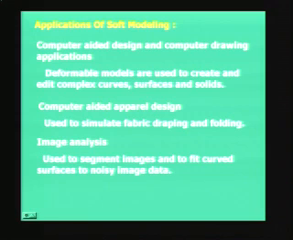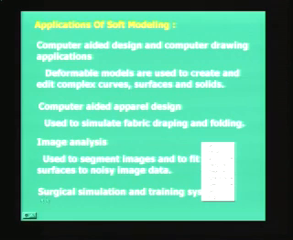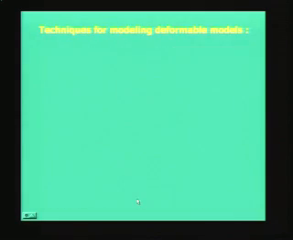Image analysis is also used, where you segment images and fit curved surfaces to noisy image data. That is not the best example of computer graphics, but it is also used, and surgical simulation and training systems. So, that is another good example of soft modeling.